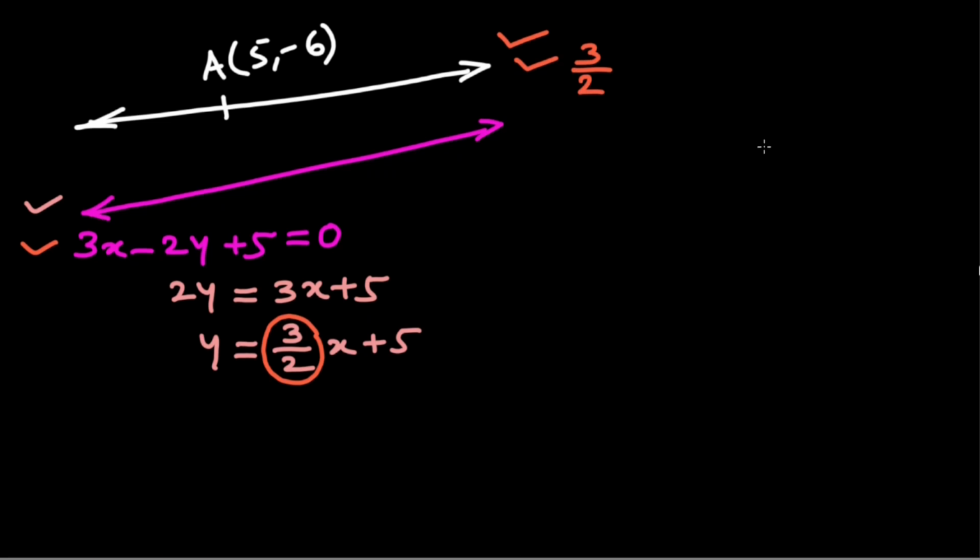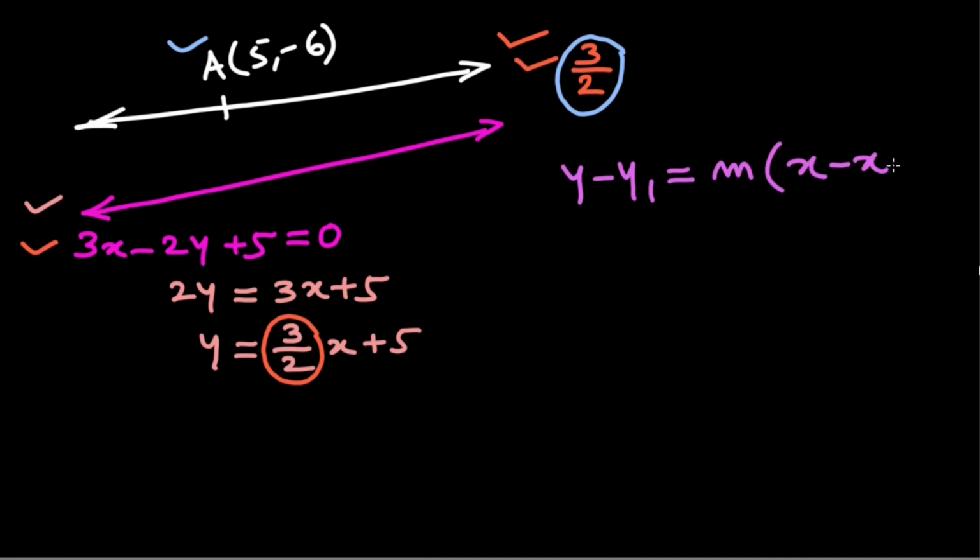So now that we know the slope of this line and one point on the line, we can use the slope point formula. So we write y minus y1 equals slope m times x minus x1.